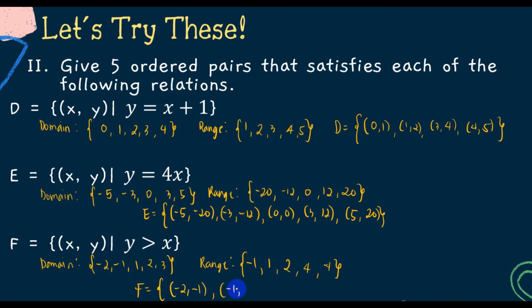And then we have negative 1, positive 1. Then we have positive 1, positive 2. Then we have 2. And si y, we have 4. Then we have positive 3, positive 4 also. So, this will be the set F wherein y are greater than x. So, that's for our test 2.